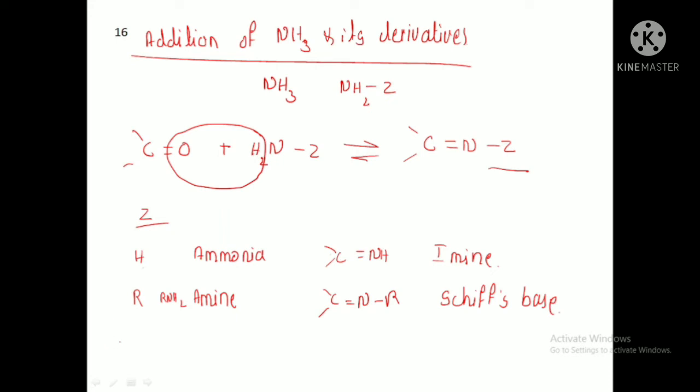Next, if I replace Z by OH, I will get hydroxylamine. In the product, I have to replace Z by OH, giving C double bond NOH. The name of this compound is oxime. This way it continues. You can take Z as NH2, that is hydrazine, or 2,4-DNP. You can take anything for Z.